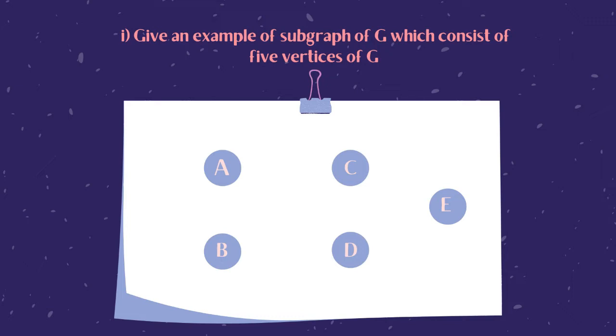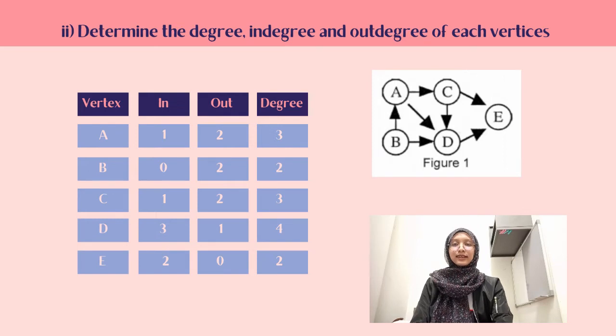I will start with B. First, B goes to A, and after that, A goes to C, C goes to E, and then B to D, and then D to E, and we got the answer for this question. So now let's take a look at the second question.